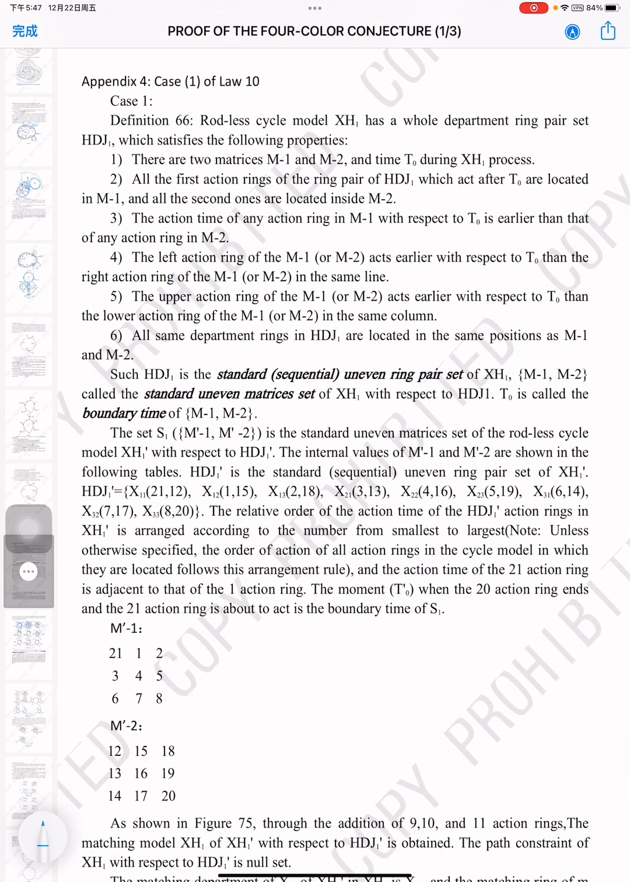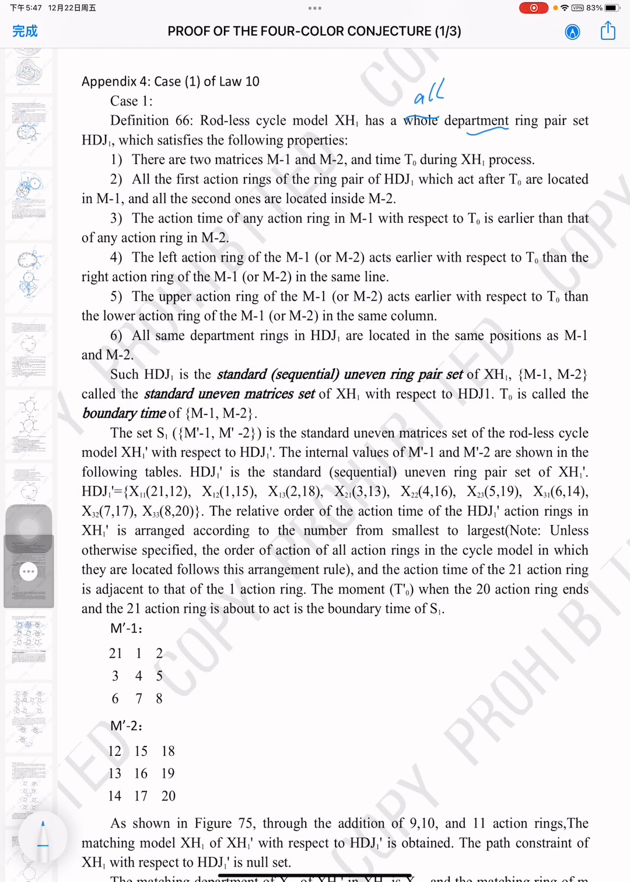Appendix 4. Case 1 of Law 10. Case 1. Definition 66. Rodley cycle model XH1 has an all departments ring pair set HDG1, which satisfies the following properties. 1. There are two matrices M-1 and M-2, and the time T0 during the XH1 process.